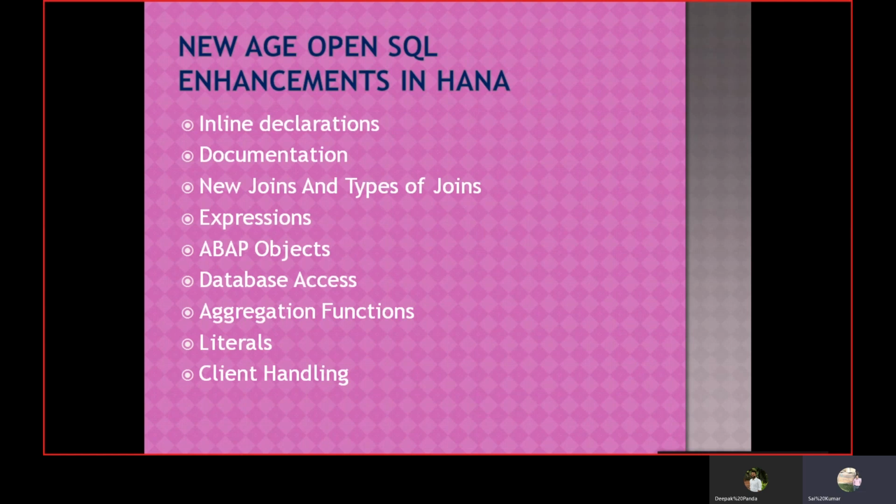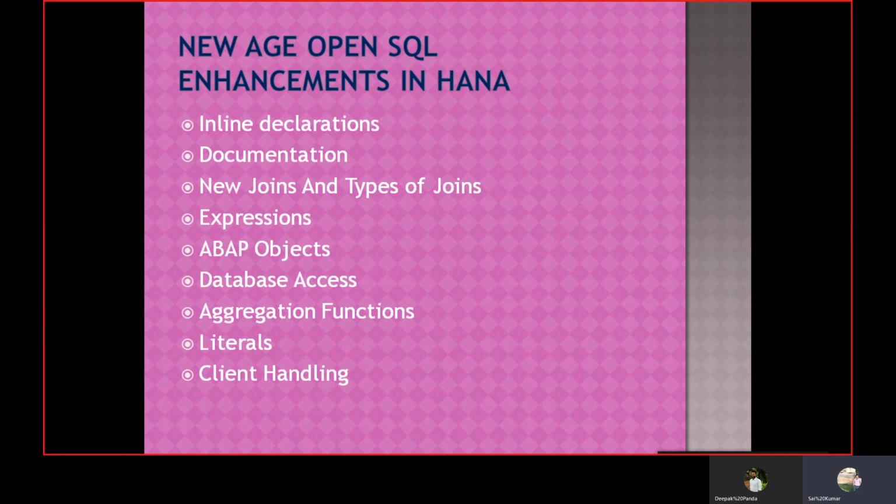Next we are going to develop new joins and types of joins, like inner join, outer join, left outer join, right outer join. I'm going to show you. Next we are going to discuss expressions. Next we are going to show you ABAP objects and how to implement the objects, all those things. Next we are going to implement database access, how to access the particular database, and as well as we are going to implement some access.